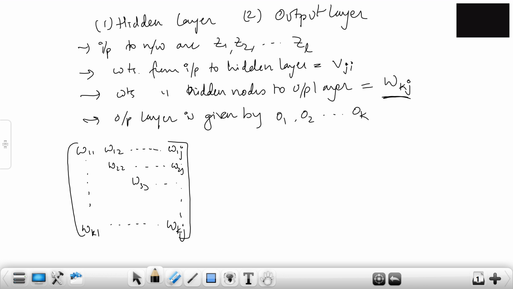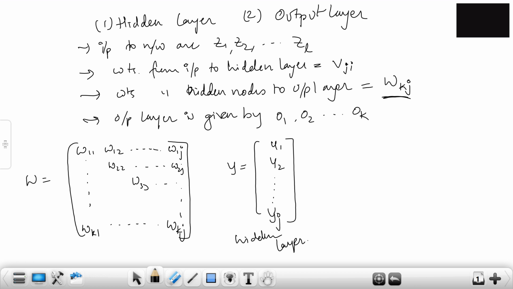Hope we get this. This is the W matrix, the weight matrix between the hidden layer and the output layer. Now the hidden layer Y is given by Y1, Y2, and so on till Yj. That's your hidden layer. Now, coming to the output, O is given by O1, O2, and so on till Ok.